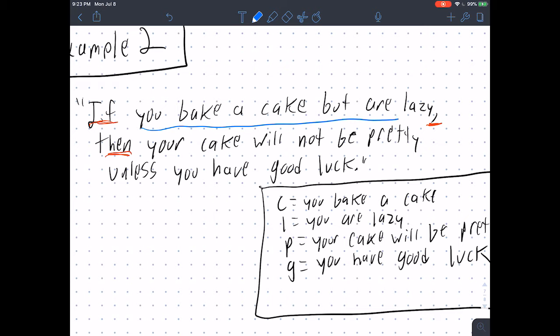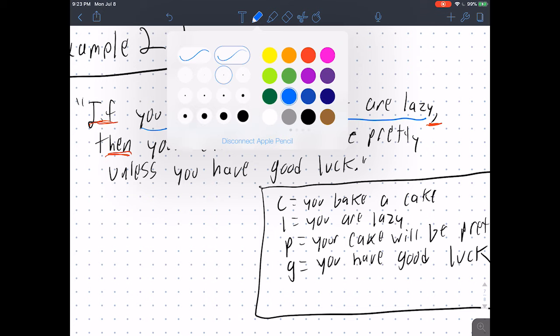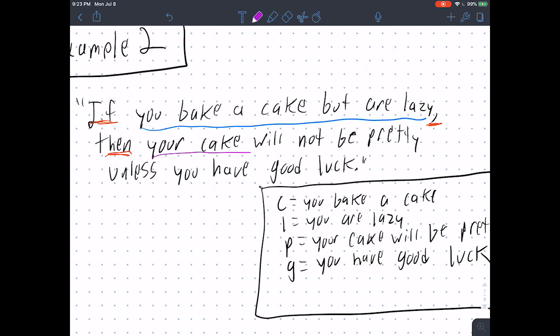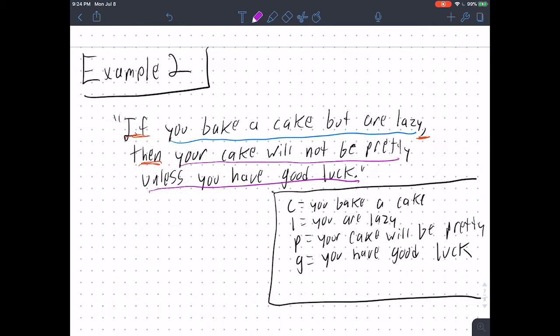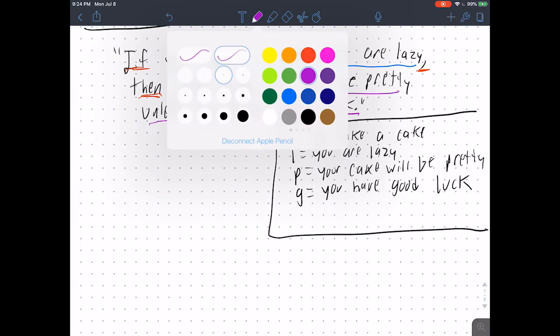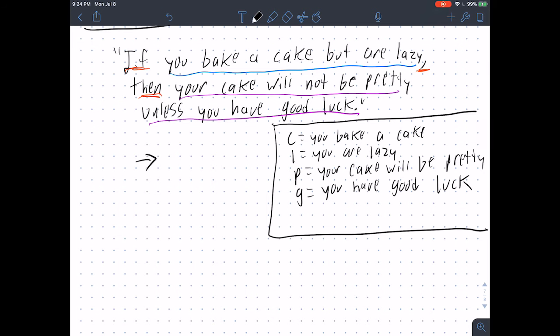And this, whatever that amounts to, is going to be the antecedent, and this, which I'm underlining in purple, is going to be the consequent. Okay? So since we know the whole thing is going to be a conditional, we can just put the conditional arrow in, right? So the antecedent here, you bake a cake but are lazy, well, we know that but's another way of translating and. So this is the conjunction of you bake a cake and you are lazy. So this would just be BL in the antecedent place of our conditional, right?